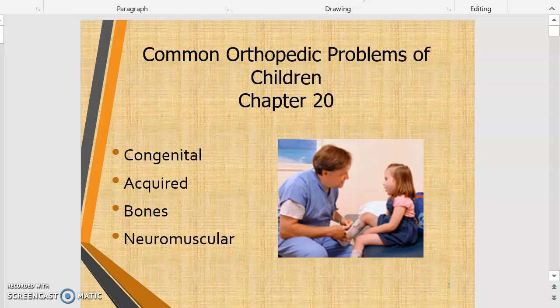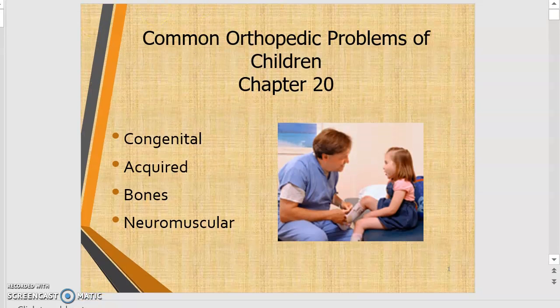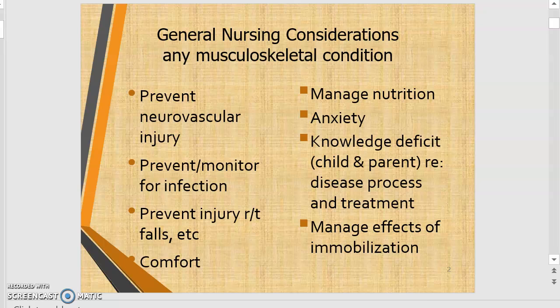So, things like fractures or abnormal growth patterns. All right, so nursing considerations of any condition affecting the musculoskeletal system: we want to prevent any neurovascular damage, basically maintaining neurovascular integrity. We don't want any injury. We don't want an infection from a cast or traction, or any injuries from falls.